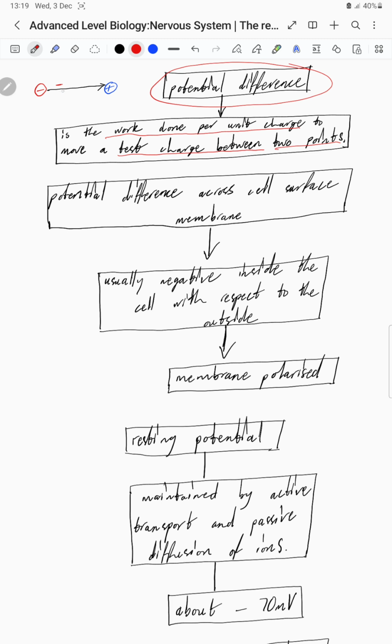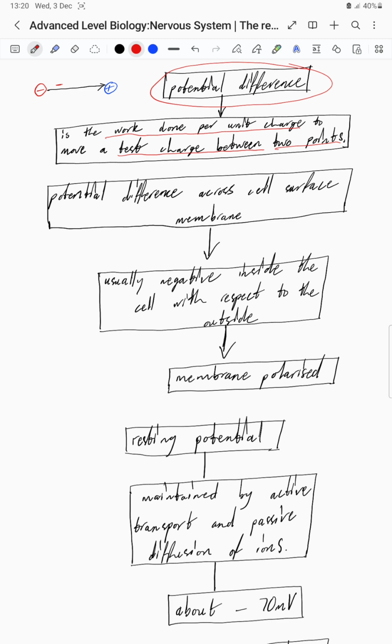So potential difference now is the work done by this electron to move from the negative to the positive. So that is the potential difference. It will become clearer very soon when we talk about the resting potential.